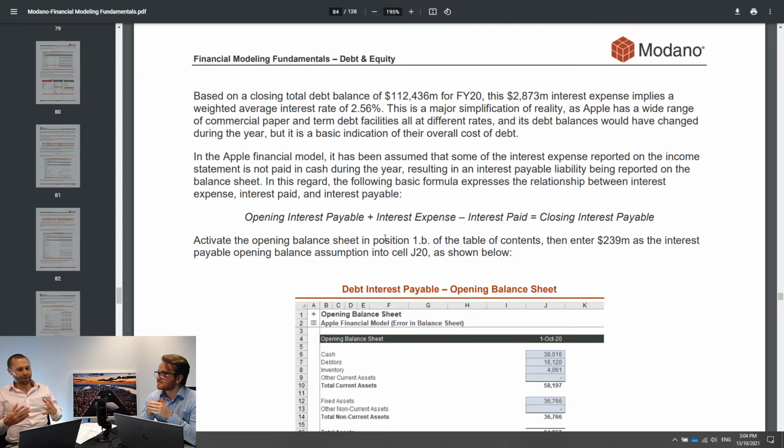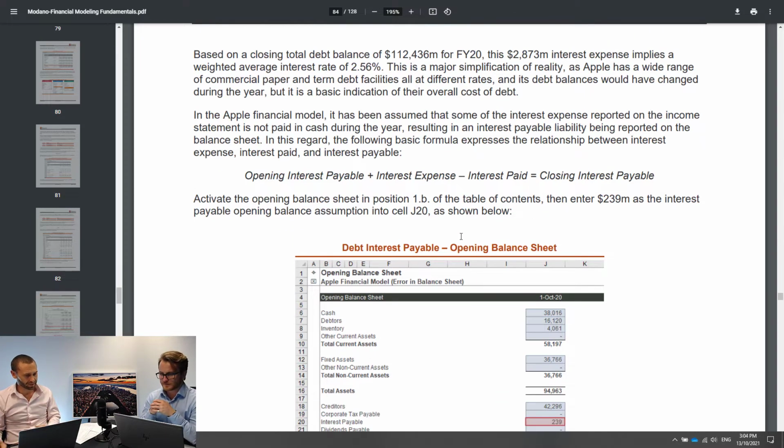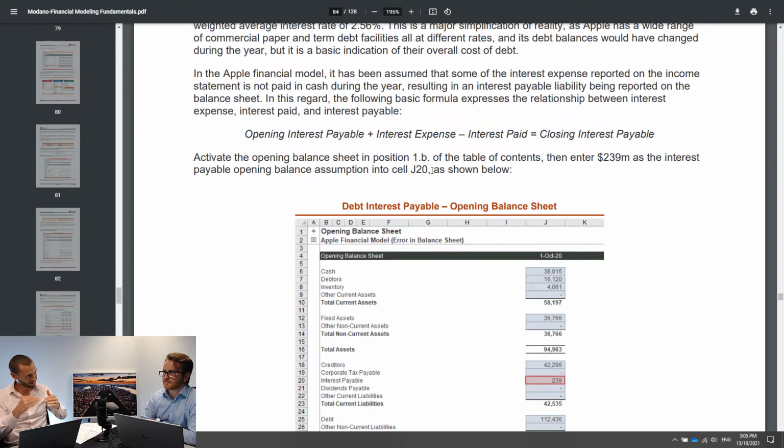So in the Apple financial model, it's the same thing. When we talked about fixed assets increased by CapEx, decreased by depreciation, that gave you a net written down value. Interest payable is a similar thing. You incur interest expense, you report it through your P&L, and that increases your payable. But until you pay it, it sits on your balance sheet as a payable, and your closing interest payable balance is basically the interest expense you incurred during the period less what you paid. Okay, and that basic formula is the T account we're going to build in here.